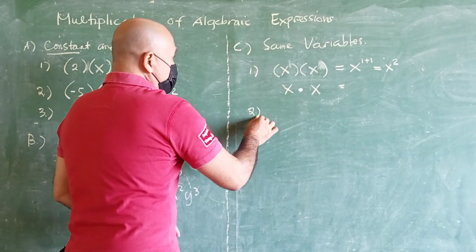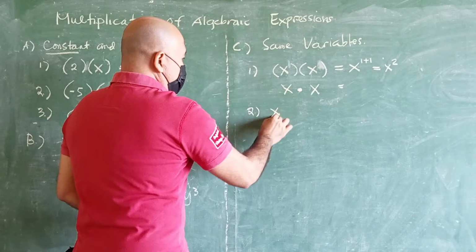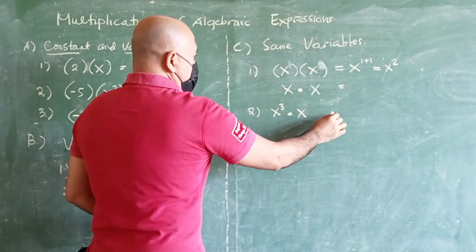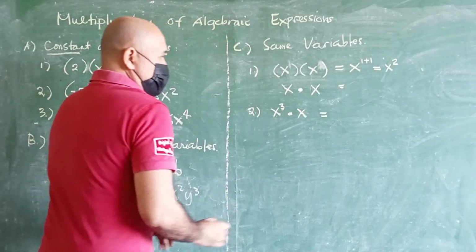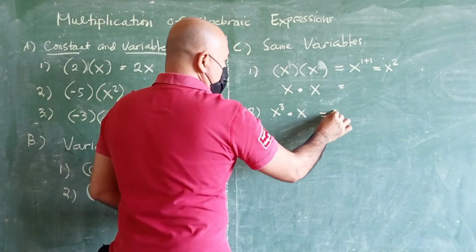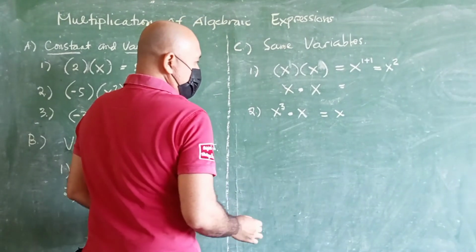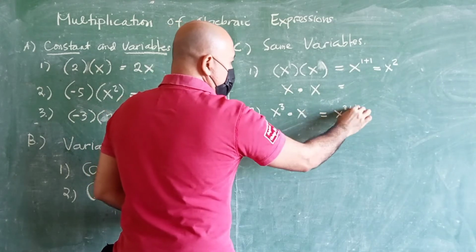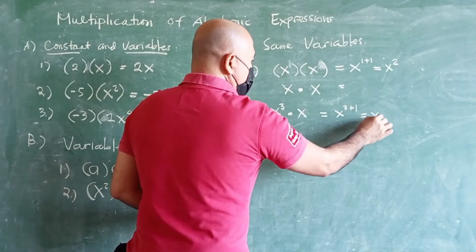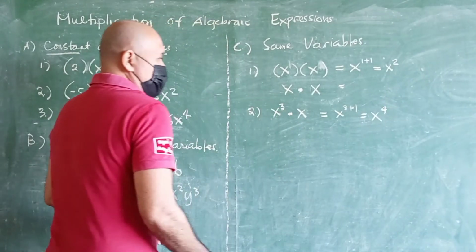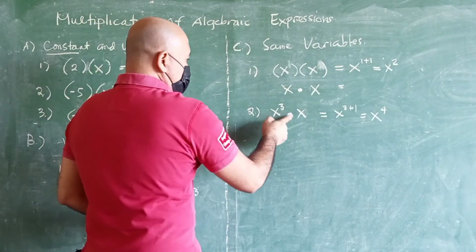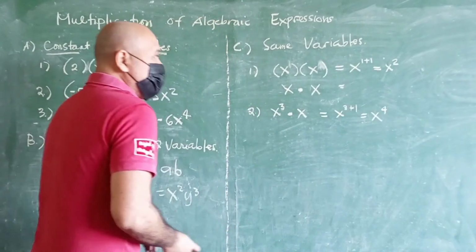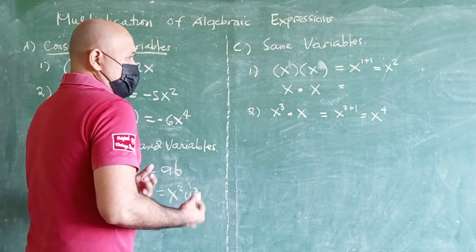Another one under this. You have x cubed times x. What is the result? Since the variables are the same, just copy the common variable, and the first exponent is 3 plus the second exponent, which is considered 1. So the product is x raised to the power of 4. Therefore x cubed times x is x raised to the power of 4. As simple as this.